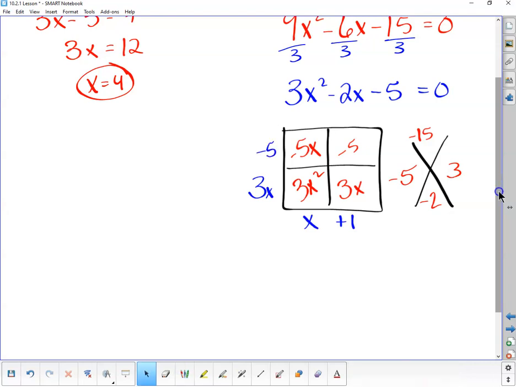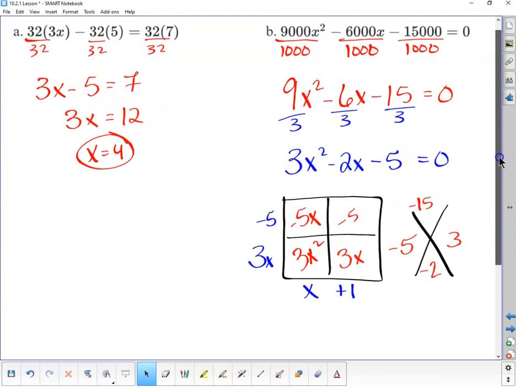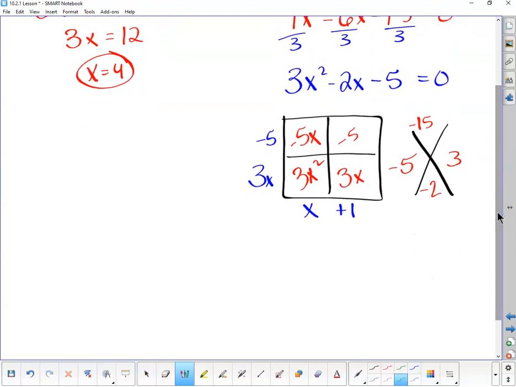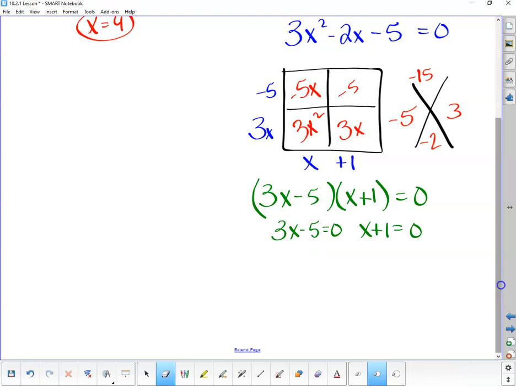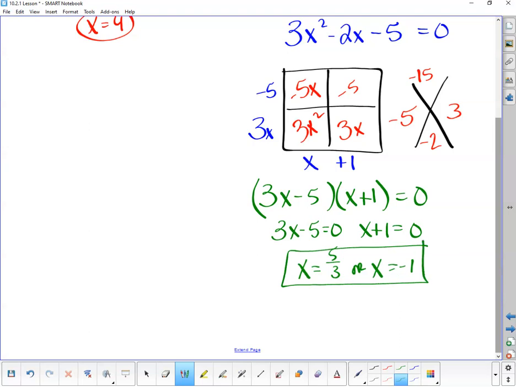So now, let's make this a little smaller so it all fits on the screen. Now we've got 3x minus 5 times x plus 1 needs to equal 0. We all know where this is headed. So we have 3x minus 5 can equal 0, or x plus 1 can equal 0. Let's take this in one step. X, swing the 5, positive, divide by 3. X, swing the 1, negative 1. And here we are. X can equal 5 over 3, or x can equal negative 1.